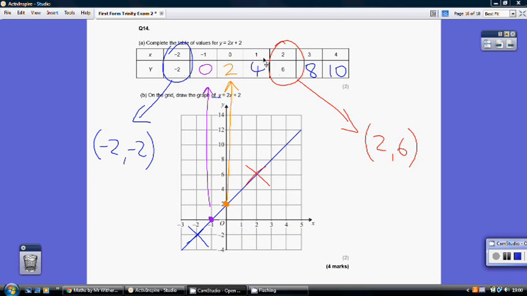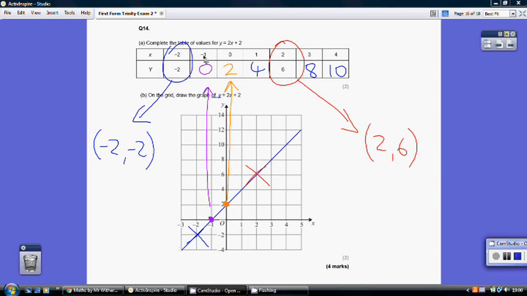Now you've got two strategies for completing the table. You can either work out the values individually, which we'll come back to in a minute, or if you like you can just use your line that you've got already just to read off the values.